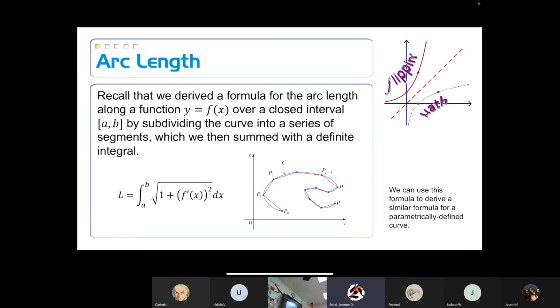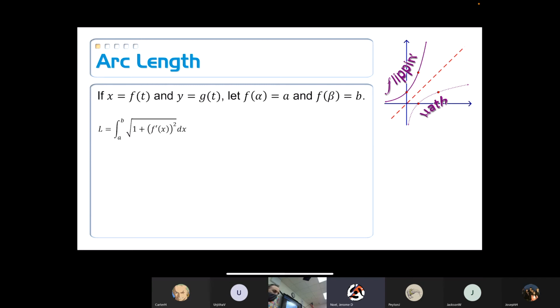Okay, arc length. Does that arc length formula look familiar? Yep. All right, so we're just going to use that as a place to start. So we just changed that. What are we going to put in the place of f prime of x? The t version of the y over the t version of the x. Yes, correct, that's exactly what we're going to do.